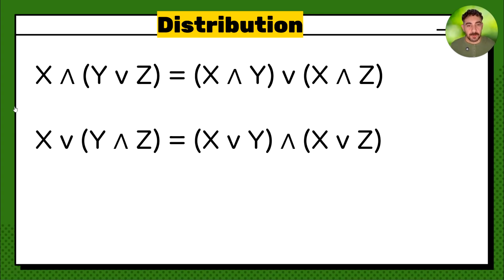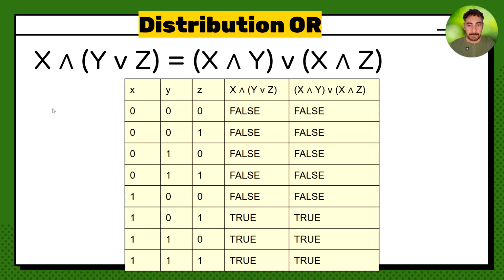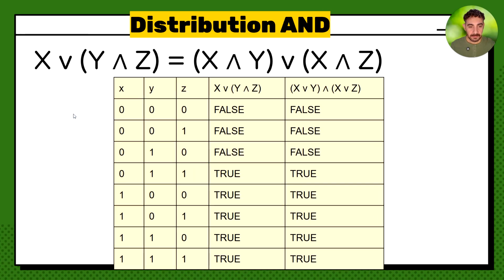Think of a distribution like regular math. AND is multiplication, OR is addition. You're simply distributing one operation across the other. If we put this into a table, you'll see that it's exactly the same. This is for the OR rule, and if we see the same for the AND, we can see that the result, when distributed, is exactly the same.